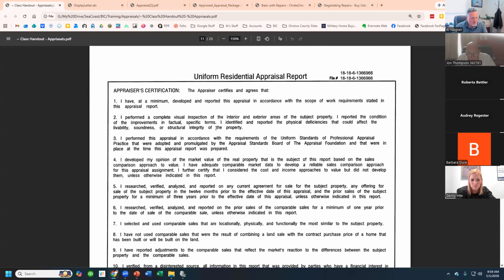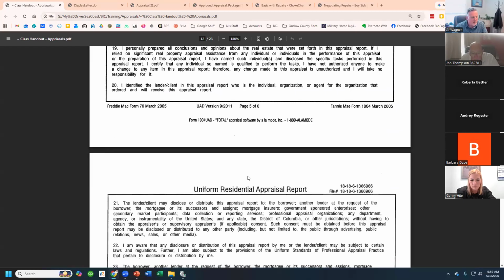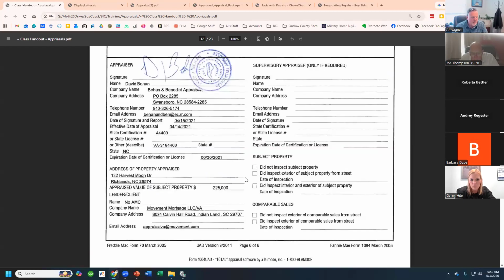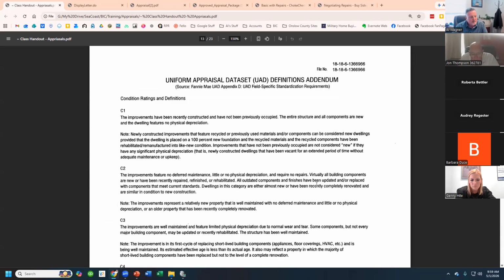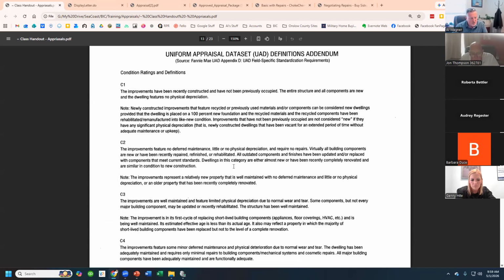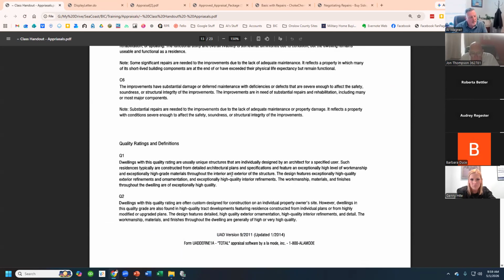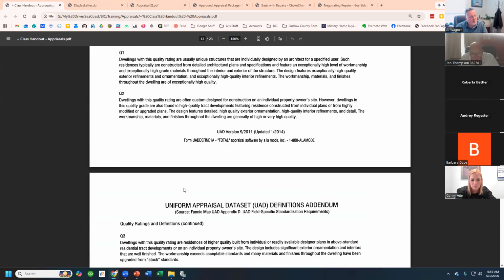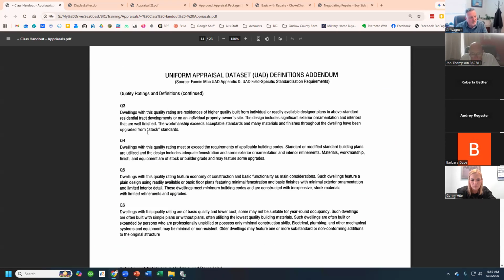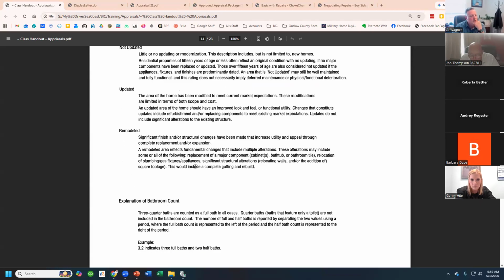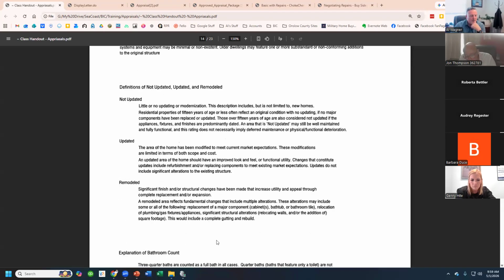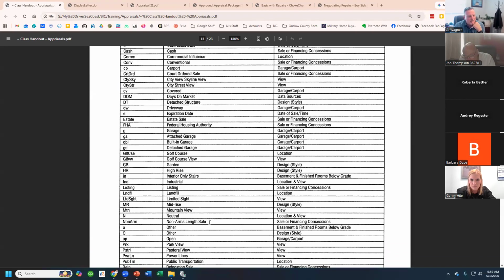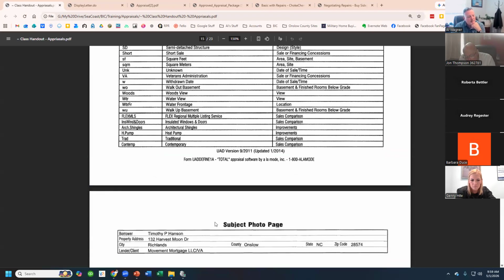This is just pretty much the appraiser's certification and a lot of their disclosures and disclaimers, their seal. Again, this is the condition section that I talked about at the beginning, the quality section that we talked about a little bit at the beginning for reference. I'll let you read that because it's very interesting. Again, the handout is in the chat box. Whether the property was updated, again, same thing. This is our data sets for our definitions.